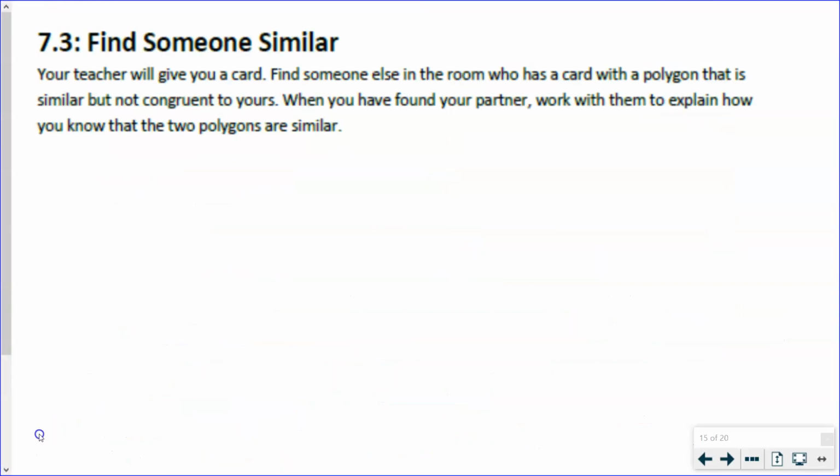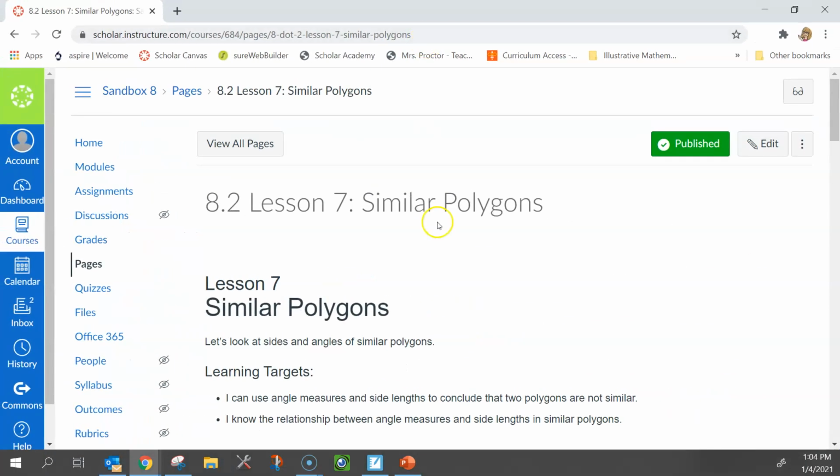Now is time for an activity. It says your teacher will give you a card. Find someone else in the room who has a card with a polygon that is similar but not congruent to yours. When you have found your partner, work with them to explain how you know that the two polygons are similar. For you online learners, this is going to look a little bit different.